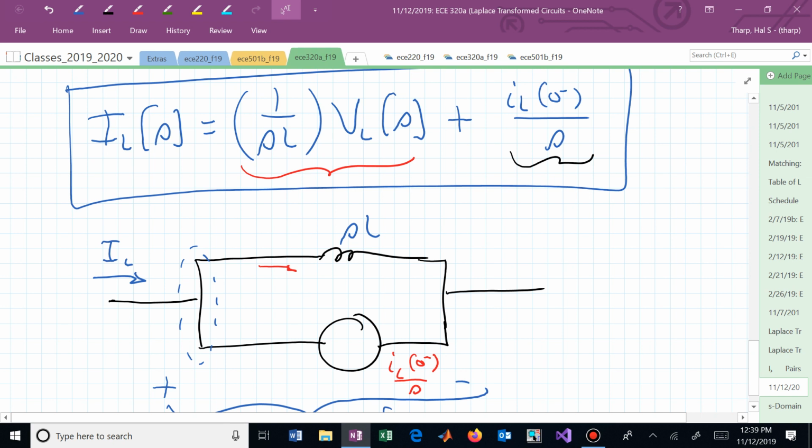With our KCL, we're simply saying what's coming in is I sub L, what's going out is that. And so now we're summing those two currents to give us the appropriate schematic of how we would now replace an inductor in an S-domain equivalent circuit with this schematic representation that accounts for the initial conditions.